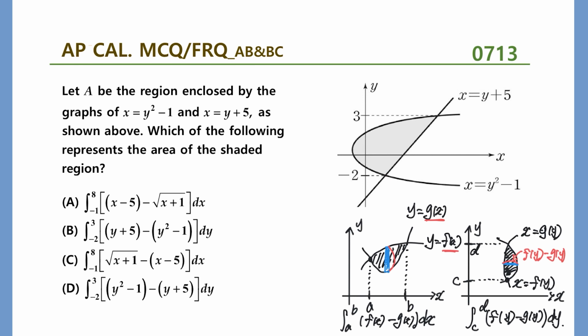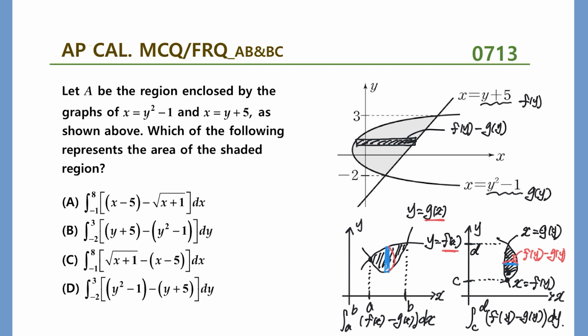So back to this question, 713. We have two curves right here. We're going to have to subtract the curve on the left from the curve on the right. This is our height. If this is f of y and this is g of y, this height is equal to f of y minus g of y.